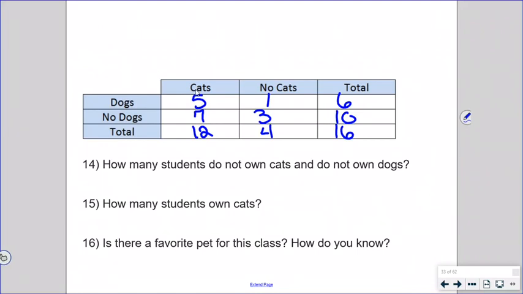No cats, no dogs, 3. How do I know that? No cats, no dogs. Match up right there.